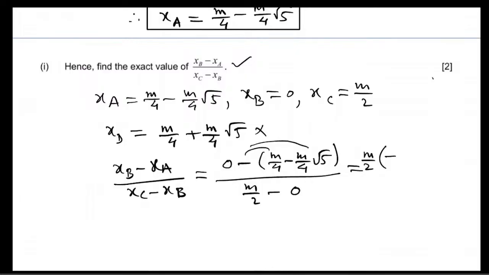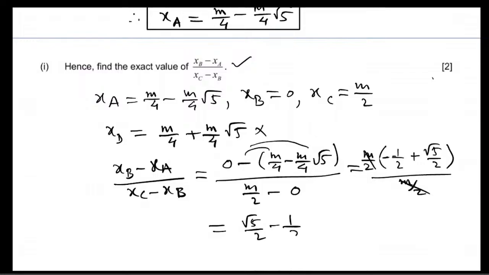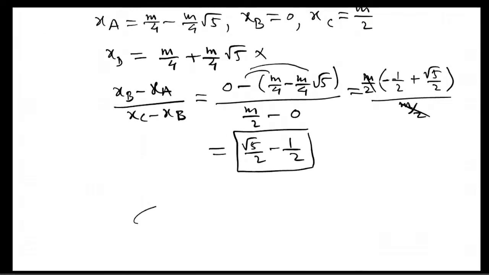So minus 1 by 2, minus 1 by 2, and minus minus plus root 5 by 2 will remain over m by 2. m by 2, m by 2 gets cancelled. So this is equal to root 5 by 2 minus 1 by 2. This is the final answer. So with this, we end this question.